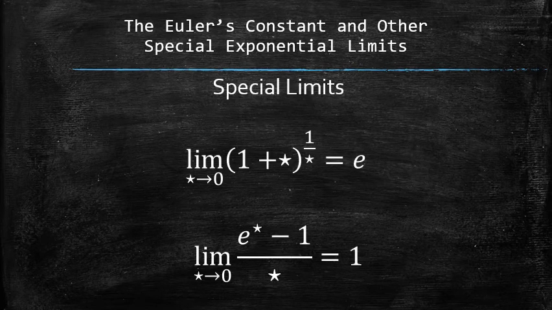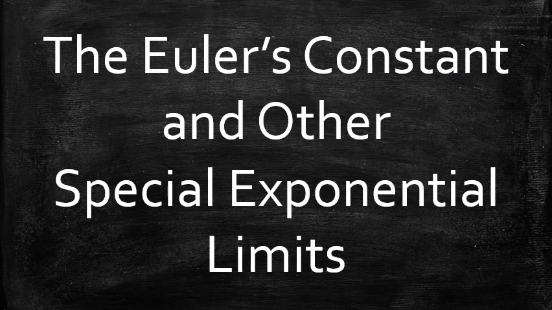In summary, we now have two limit statements that involve e, the Euler's constant, that we add to our toolbox of limits. We introduced the Euler's constant and discussed its significance and applications in the context of limits of exponential functions.